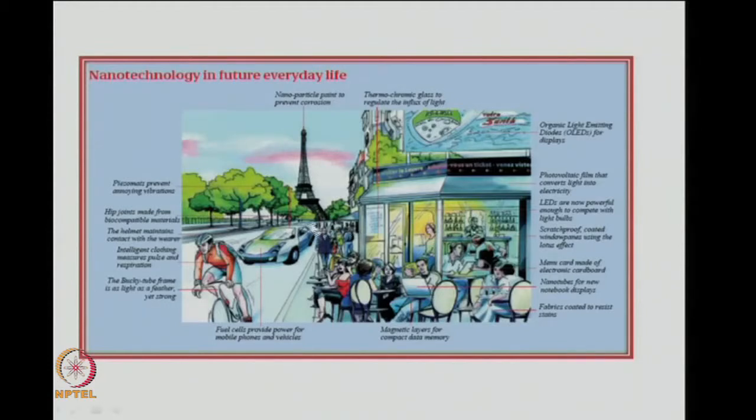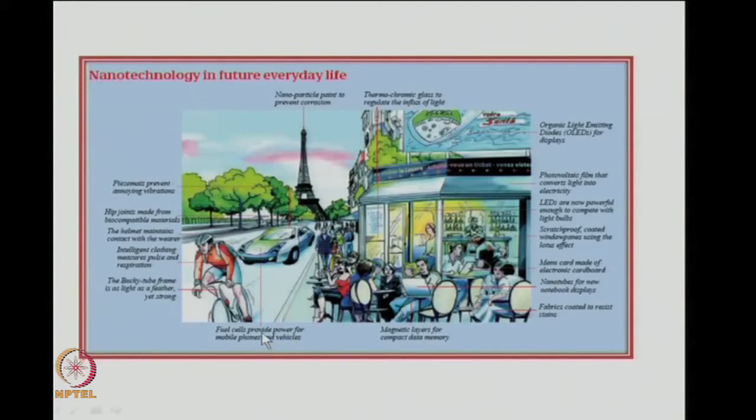You can have vibration-less surfaces like on vehicles. You can have helmets made of nanomaterials, especially carbon nanofibers, to make them very compact and light and at the same time mechanically tough. Then you can have intelligent clothing which can, for a sports person, measure his pulse as well as his rate of respiration, etc. You can have frames of vehicles made of carbon fibers which are very light.